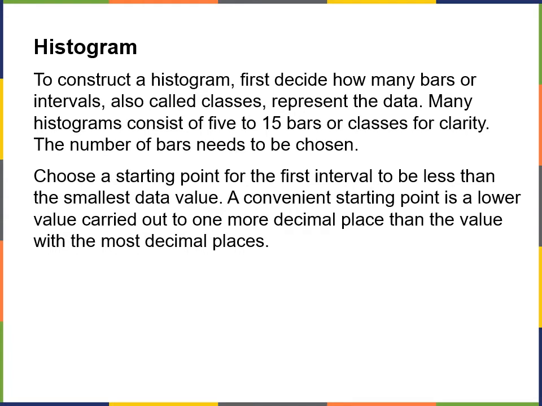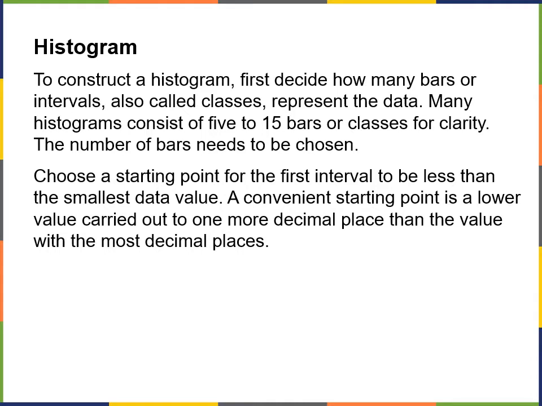So as far as the number of bars you want, the number of classes you want, 5 to 15 is typical. Anything less than 5 usually is probably not enough, especially if you're dealing with a large amount of data. Anything more than 15 is kind of overkill. It's too much to look at. It's too busy. It doesn't organize your data concisely enough, okay?